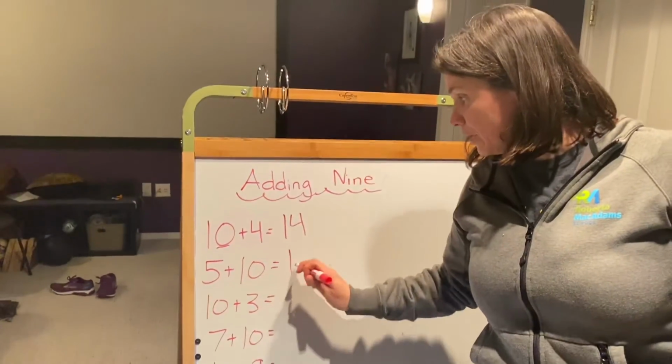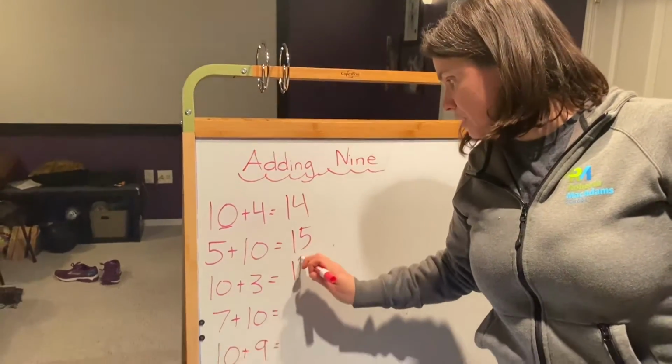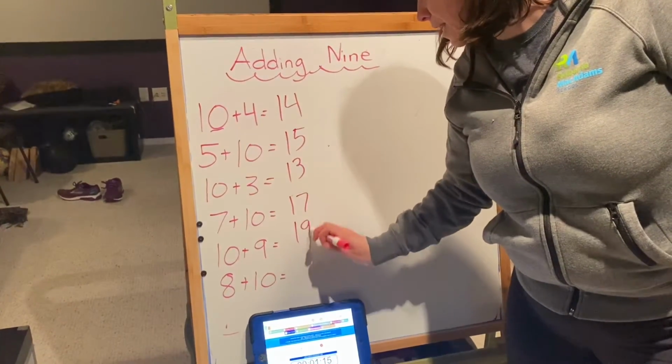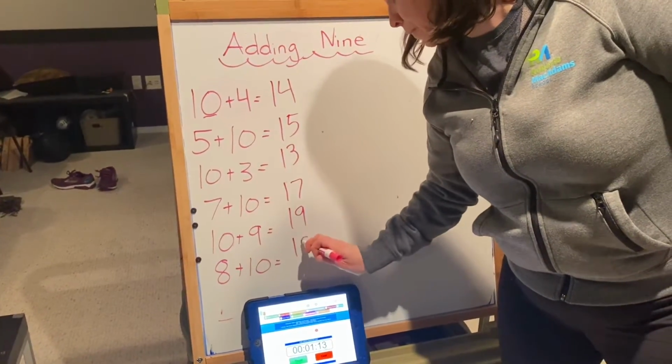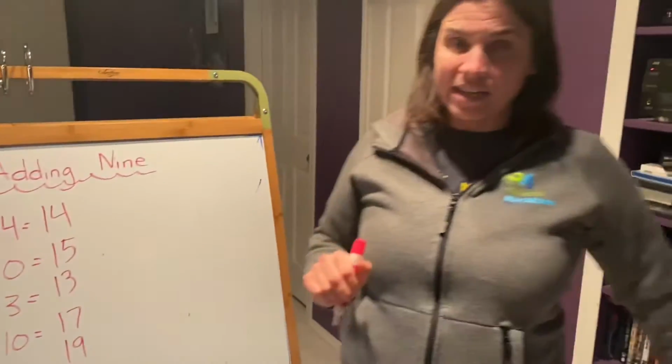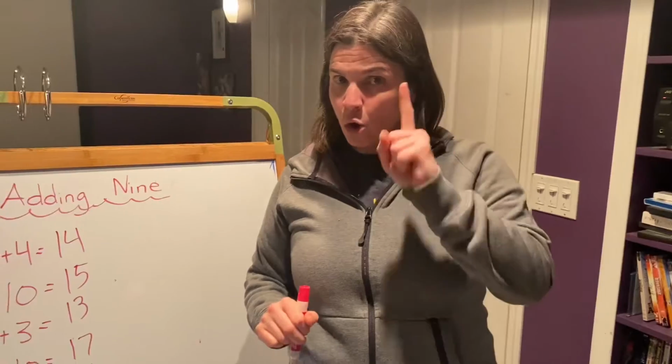5 plus 10 would equal 15. 10 plus 3 is 13. 7 plus 10 is 17, 10 plus 9 is 19, and 8 plus 10 is 18. All right, so you usually know about adding 10, so you always think about adding 10 when adding 9, because 9 is 1 less than 10.